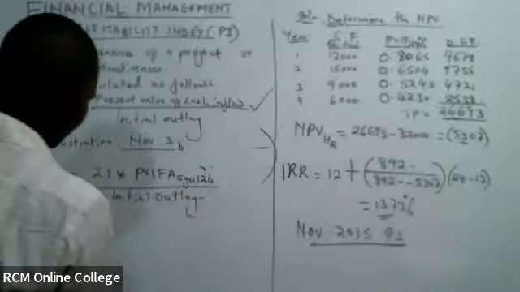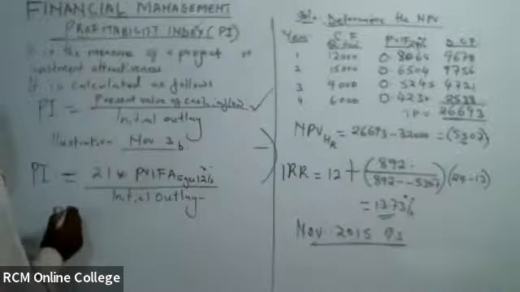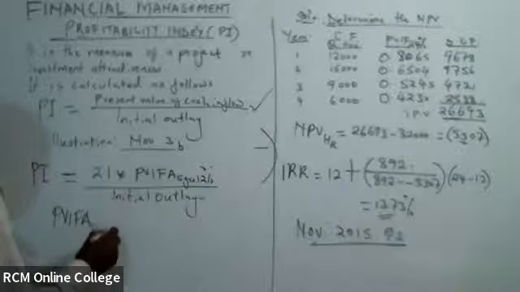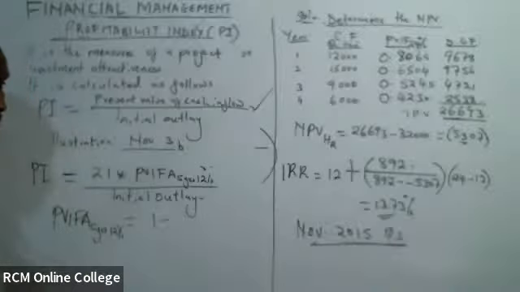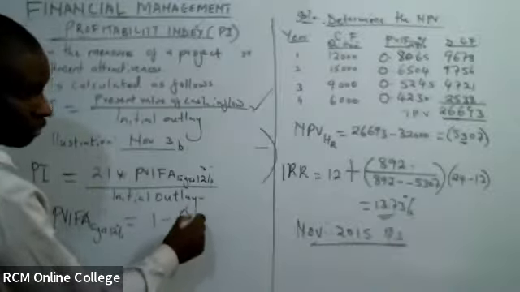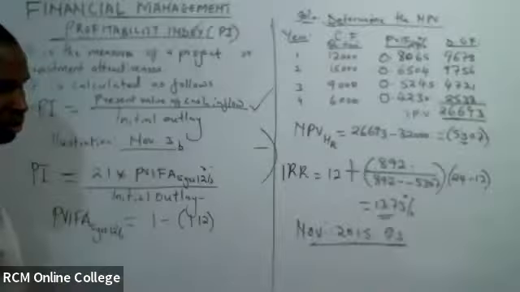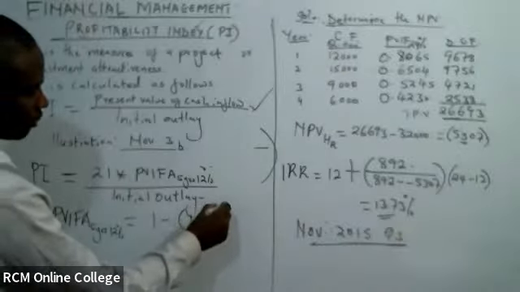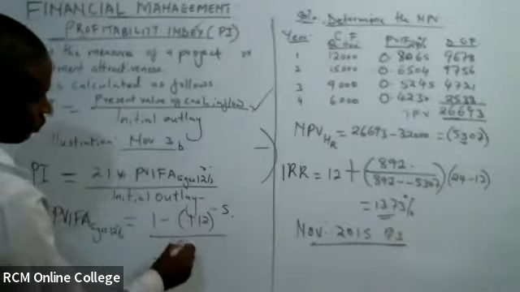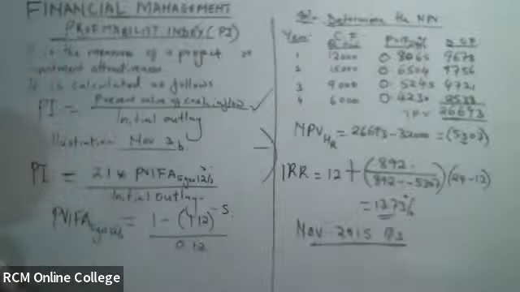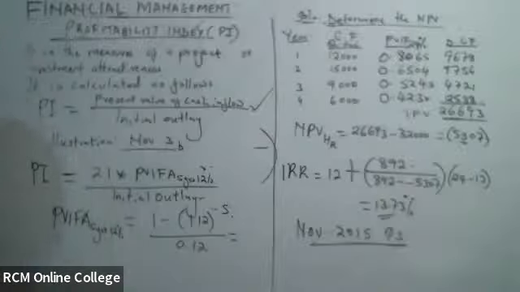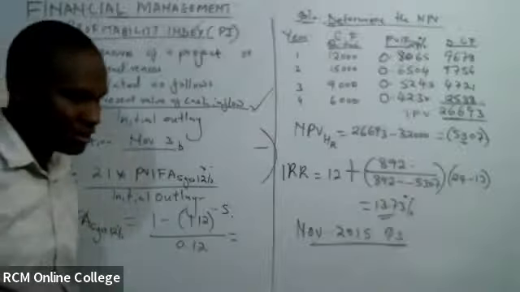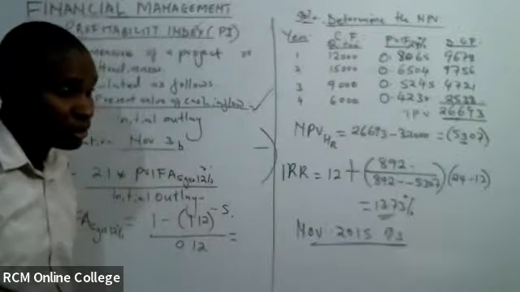So if you wish, you can start by getting PVFA. PVFA 5 years, 12%. So just tell me what to write. 1 minus 1.12 to the power of -5, divided by 0.12. Are we together as far as this is concerned? Are we together as far as my PVFA is concerned? PVFA 5 years, 12%. Are we together?